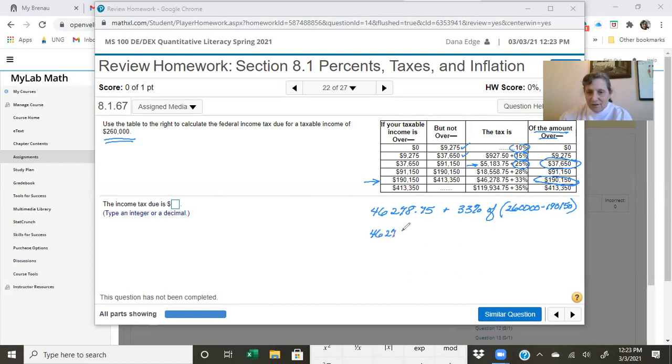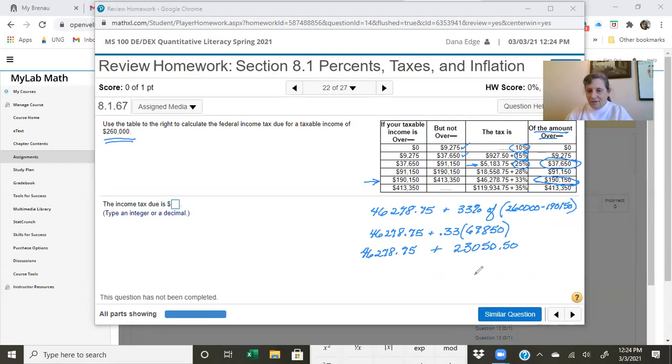It's $46,278.75 plus 0.33 times 69,850. That's the difference here. So they're only paying 33% on this amount. That amounts to $2,305. Oh, wait, there's another zero in there. $23,050.50. Thought they were getting away kind of cheap.